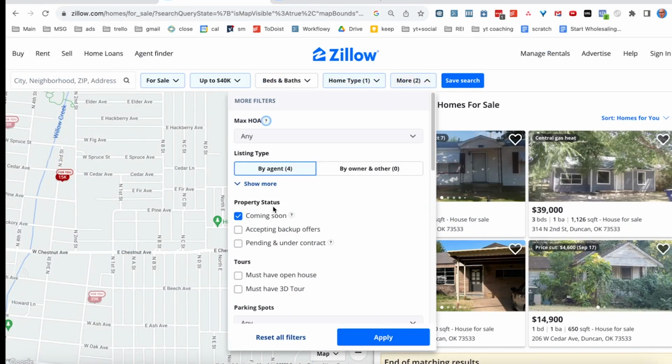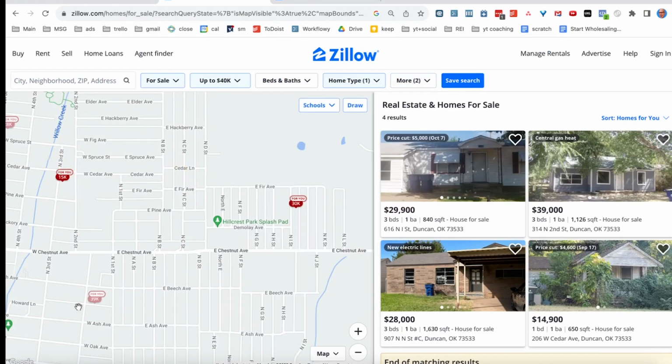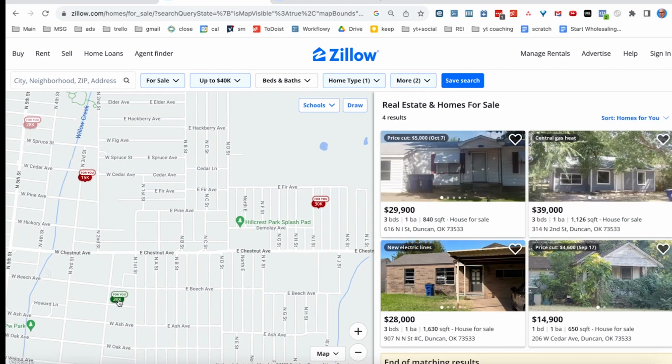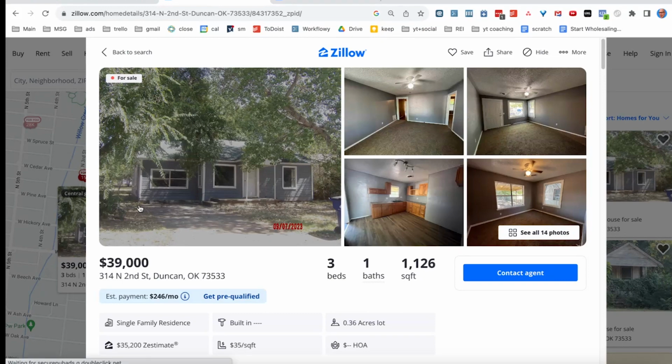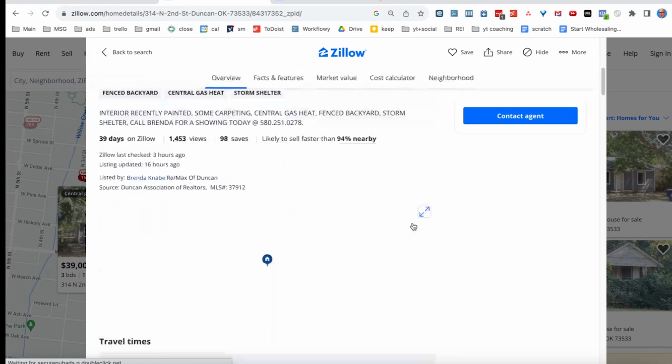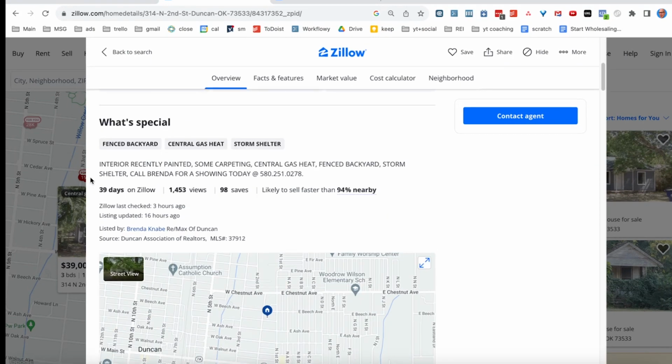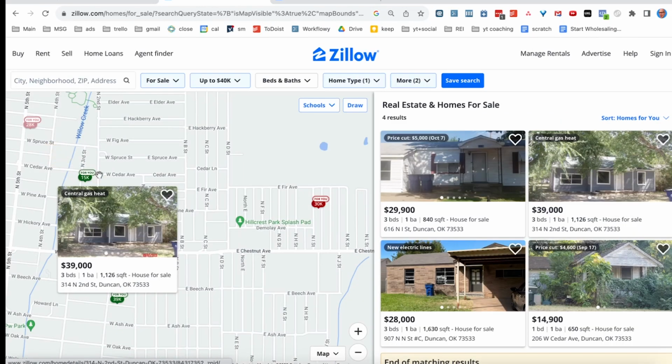Let me just make sure that I don't have pending. So this is not that far from the subject property. So why would they buy mine when they can buy this on the open market? That's a 3-1, 1,126 square feet. This is a much better deal. Recently painted, some carpeting. So this is ready for a tenant.